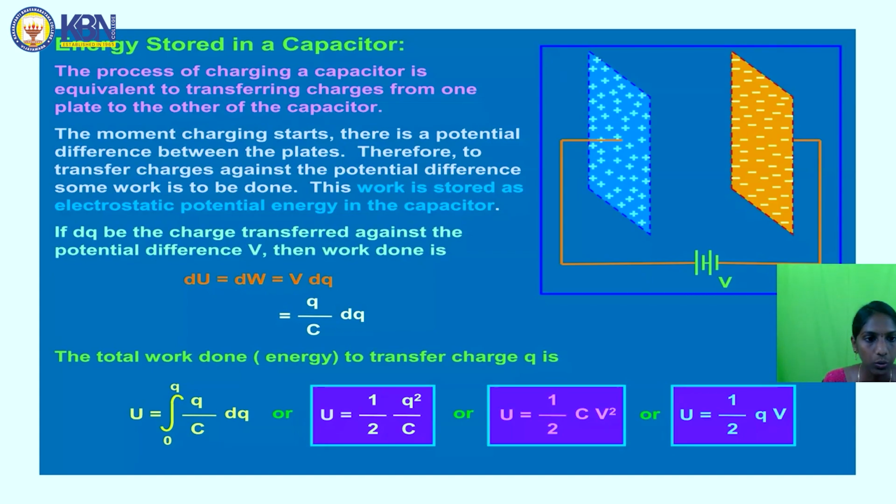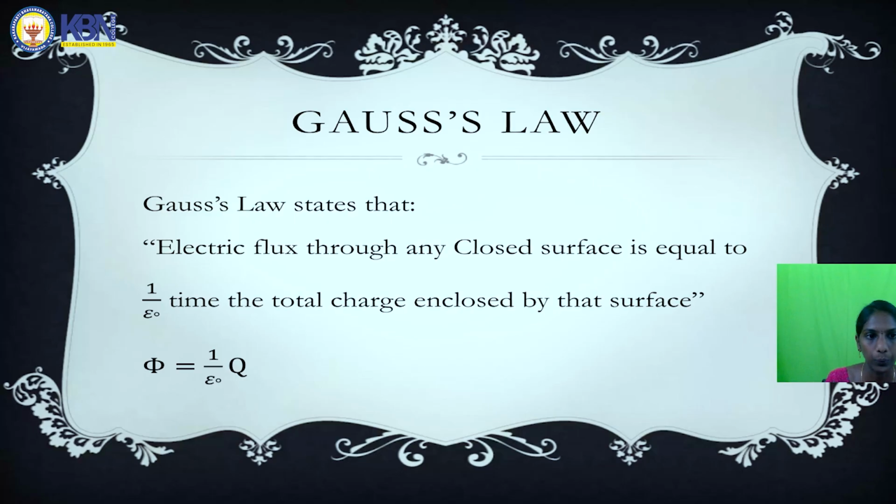If dq be the charge transferred against the potential difference V, then the work done is dU equal to dW is equal to V dq, that is q by C dq. The total work done to transfer charge q is U is equal to the integral from 0 to q of q by C dq.